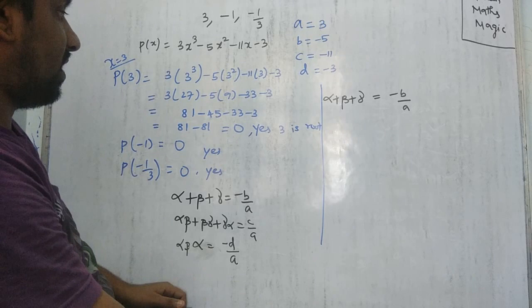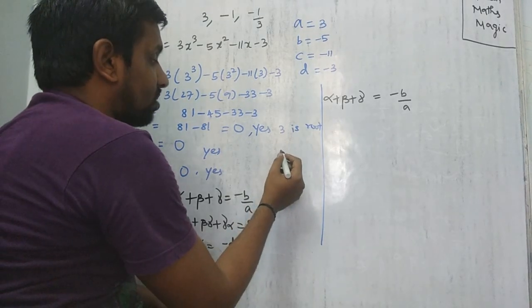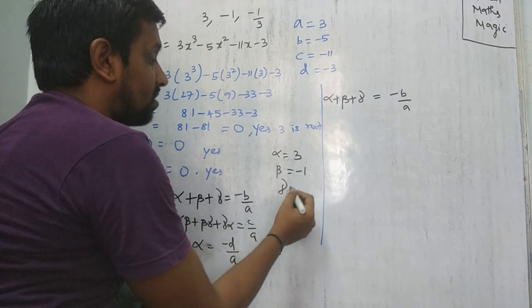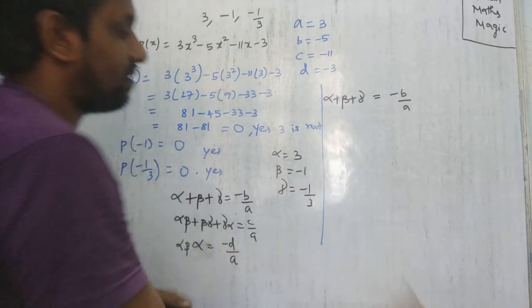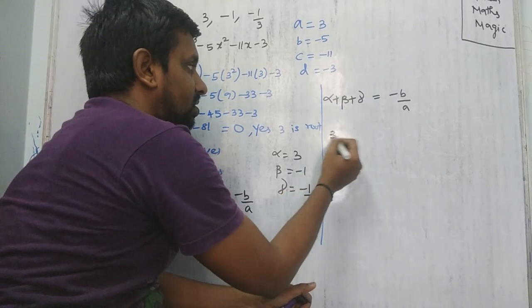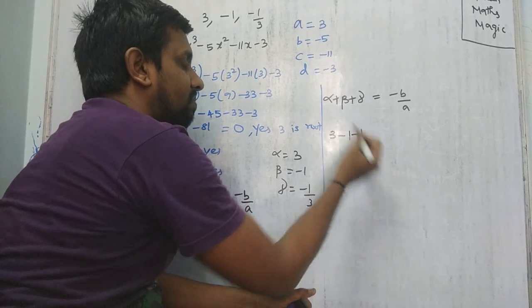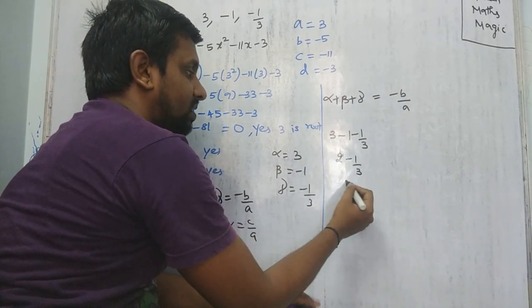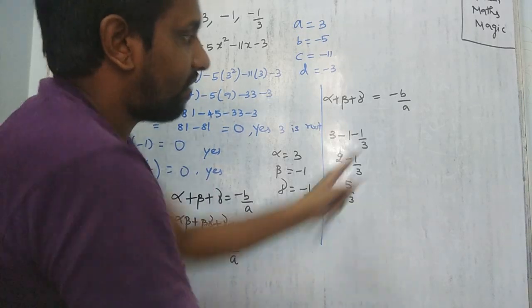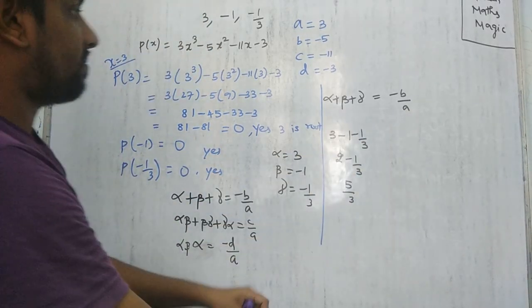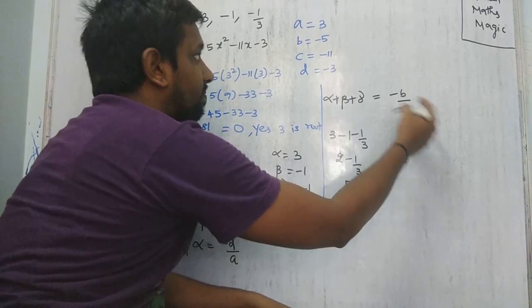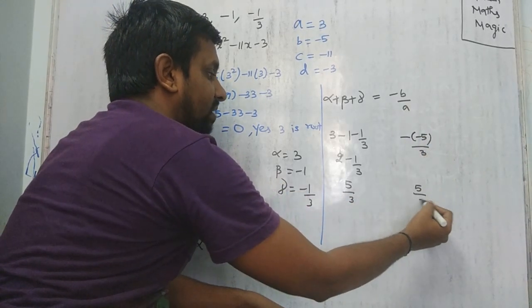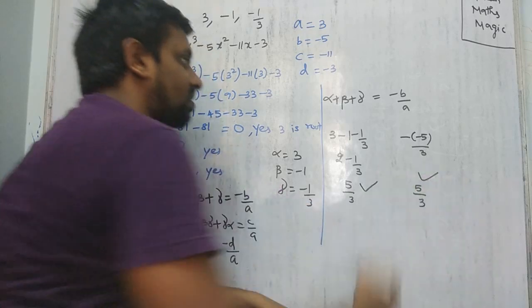Now what are alpha, beta, gamma? They have given you 3 zeros, right? The first zero is alpha, the second zero is beta, the third zero is gamma. So first LHS: 3 minus 1 minus 1 by 3. So 2 minus 1 by 3, answer 5 by 3. If we get 5 by 3 here also, it is correct. Let us check: minus b is minus of minus 5, a is 3. So here also 5 by 3. So 5 by 3, 5 by 3.